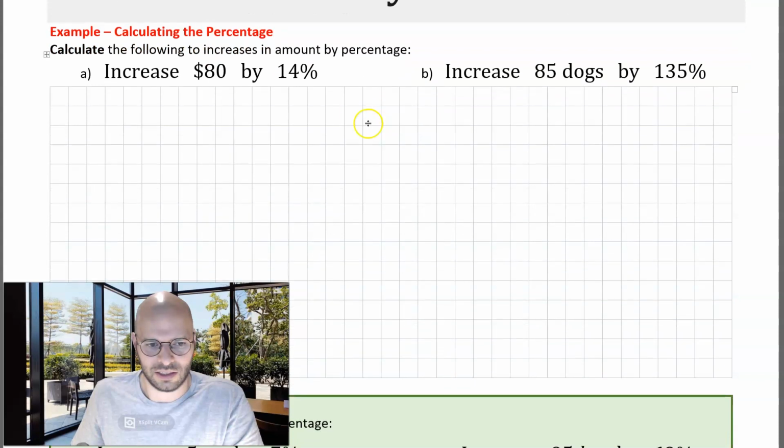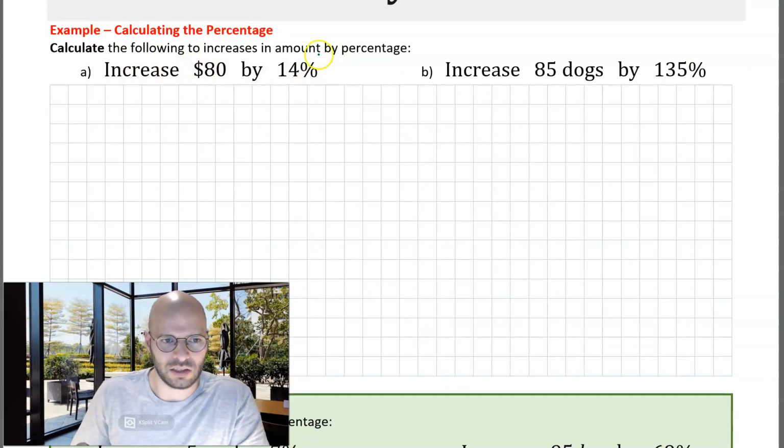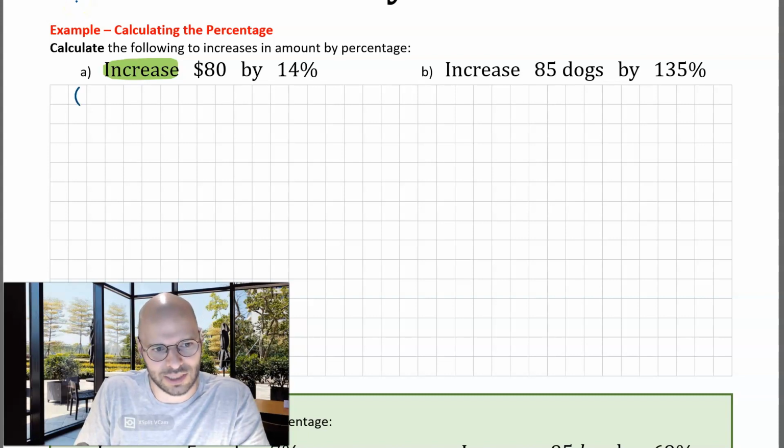Consider we want to increase $80 by 14%. The way in which we do this is we need to pay attention to our language and we see that the word increase is used. What this means is that we're going to get our 14% and we're going to add 100 to it. So we start off by writing 14% plus 100%. Closing the brackets off, we then multiply it by the amount that we want to increase. In our case, we want to increase $80.